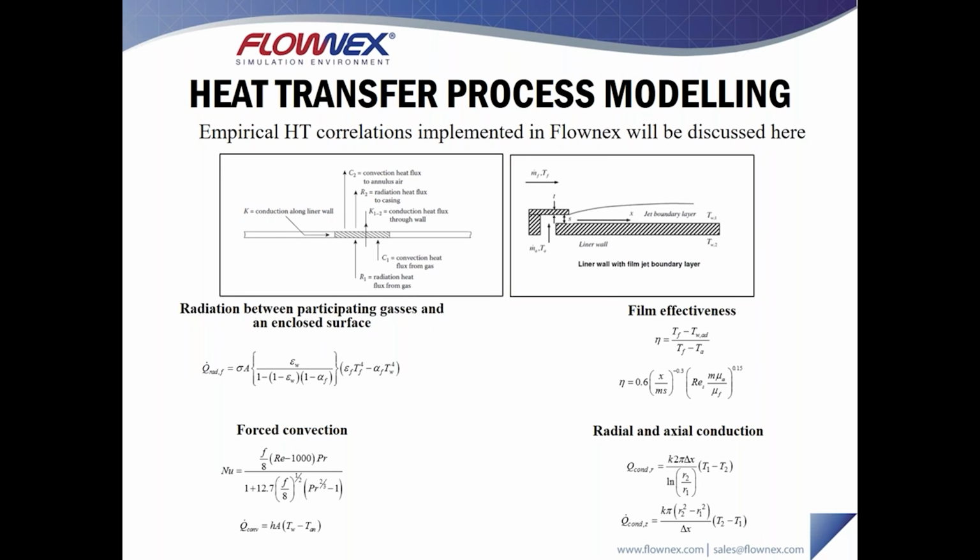This requires specialized cooling mechanisms be employed, mechanisms such as convection, film cooling, jet impingement cooling, fluid and surface to surface radiation, and conduction as well. So while Flownex has several heat transfer correlations implemented within the tool, it's important to realize as well that it's possible for users to incorporate their own custom correlations into the tool pretty easily. So any user-defined function, whether that be a correlation or a custom pressure drop, can be implemented through some scripting by the user.